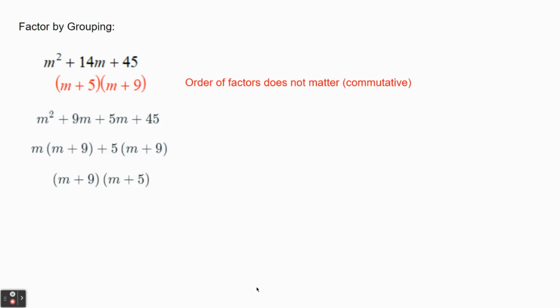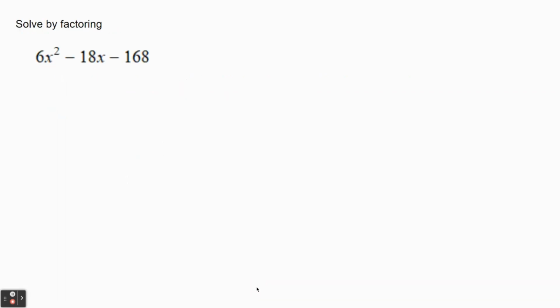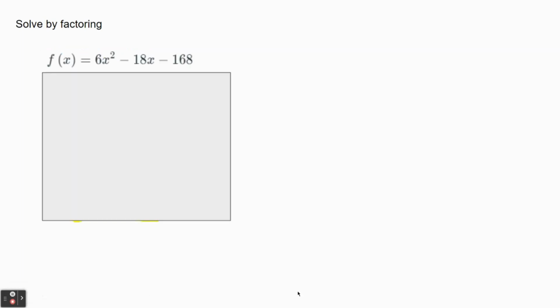Now, it doesn't matter what order you put them in. It's the commutative property. In other words, if you put parentheses m plus 5 times parentheses m plus 9, it's exactly the same answer. All right, we're going to solve by factoring this one. So we have 6x squared minus 18x minus 168. The first thing we should always do is set it equal to 0 and then ask ourselves, is there a greatest common factor in all 3 of them?